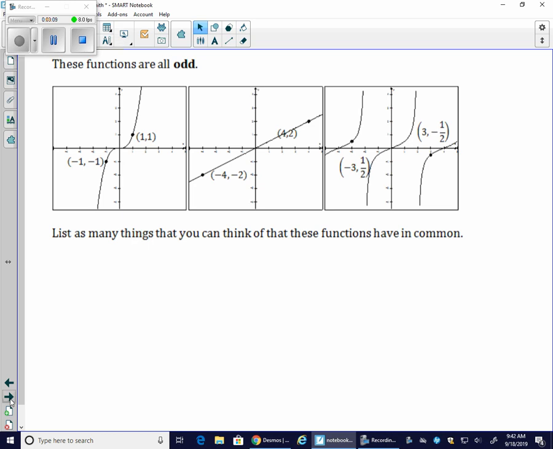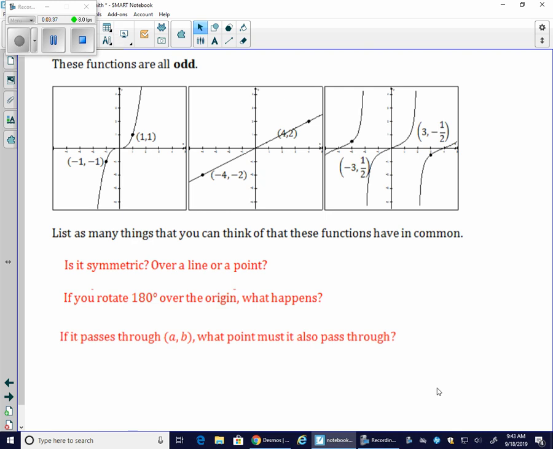These are 3 odd functions. Again, I want you to list as many things you can think of that these functions have in common. Maybe answer some of these questions. Again, is it symmetric over a line or a point? If you rotate 180 degrees over the origin, which is at 0, 0, right in the center, what happens? If it passes through A, B, so like point 1, 1, what point must it also pass through?